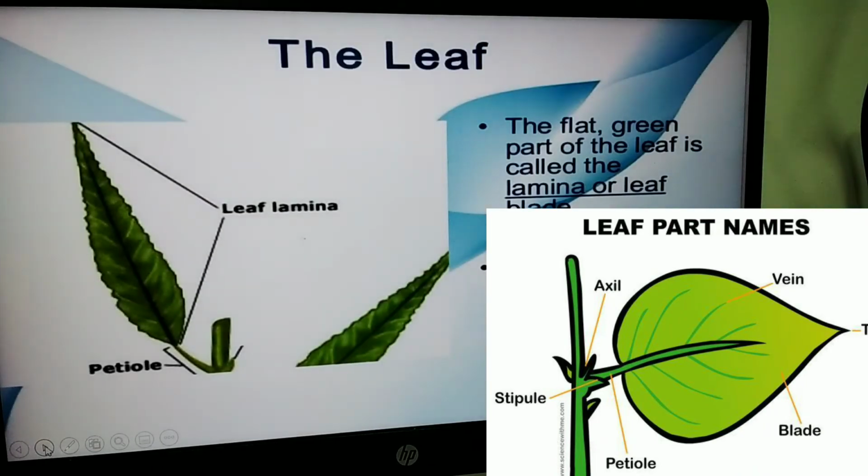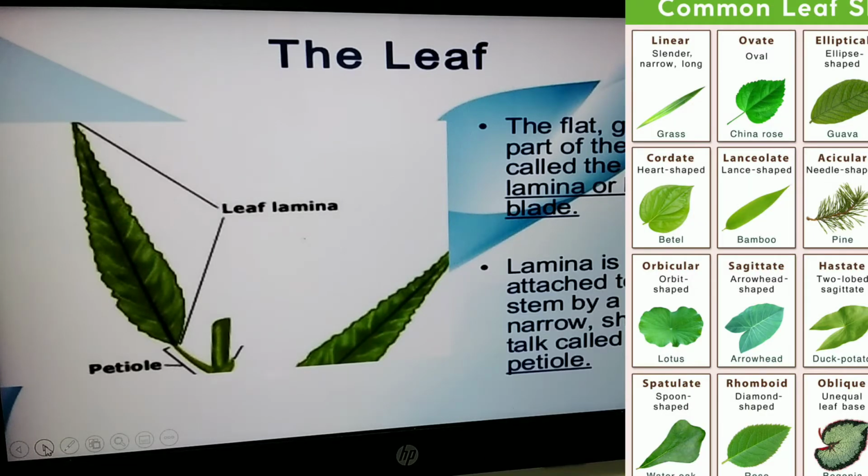Now, coming to the leaf. Leaves are green and flat. Leaves grow from the nodes of the stems and its branches. They contain pigments which give color. The chlorophyll pigment gives green color to the leaves. Leaves are of different sizes and shapes.